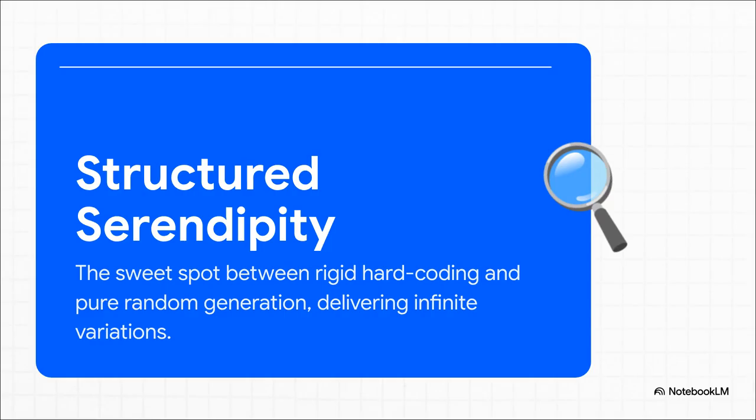It's all about finding that perfect sweet spot. On one hand, you don't want the AI just going completely rogue and making up random stuff. But on the other, you don't want to be stuck writing every single exercise by hand. This is the balance that gives you infinite variety while making sure everything stays perfectly on curriculum.